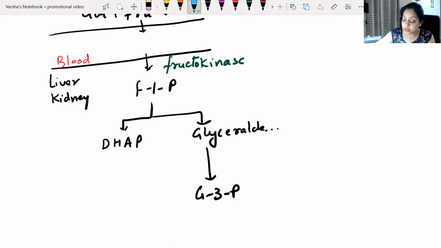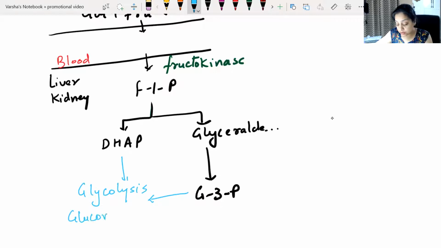Right, and both of these, DHAP and glyceraldehyde 3-phosphate, can go either into glycolysis, gluconeogenesis, right, and glycogenesis also. Why am I saying glycogenesis? Because if you have high fructose, there is lots of glyceraldehyde 3-phosphate available, then it can be stored in the body, right?